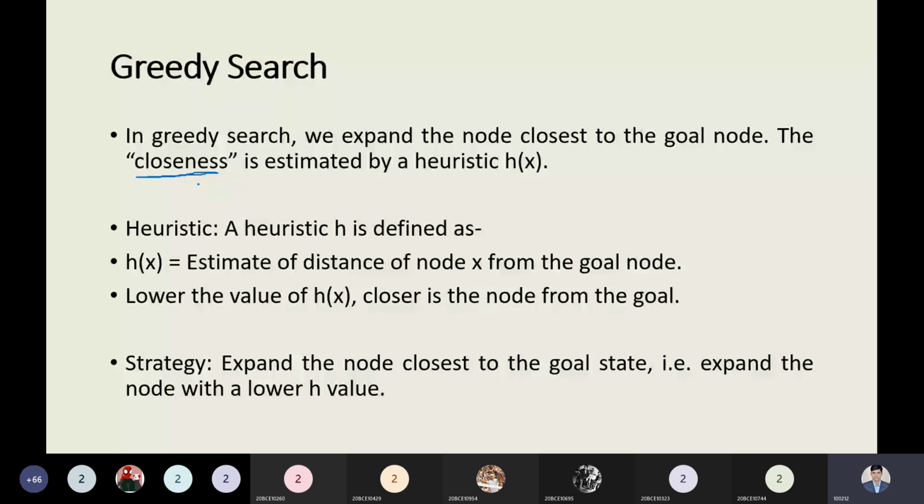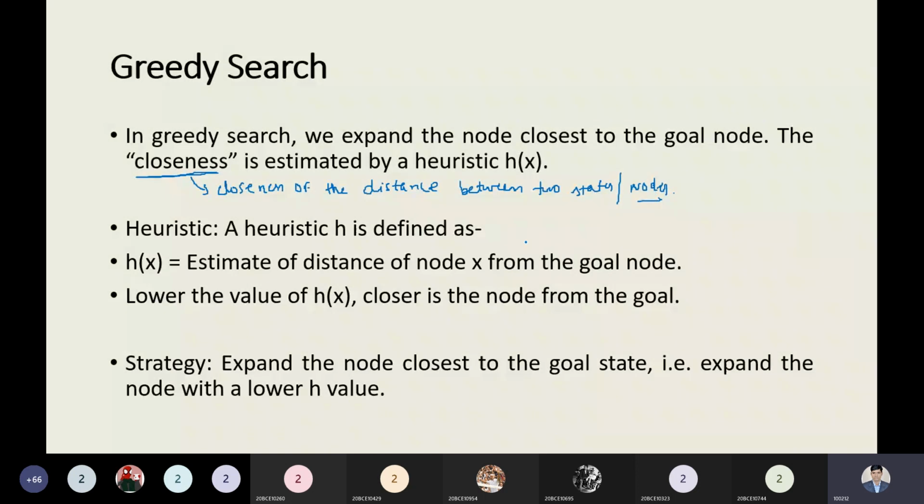Okay, so closeness, closeness of the distance between two states. Two states or two nodes we can say, two states, two nodes. Okay, so this is the point.